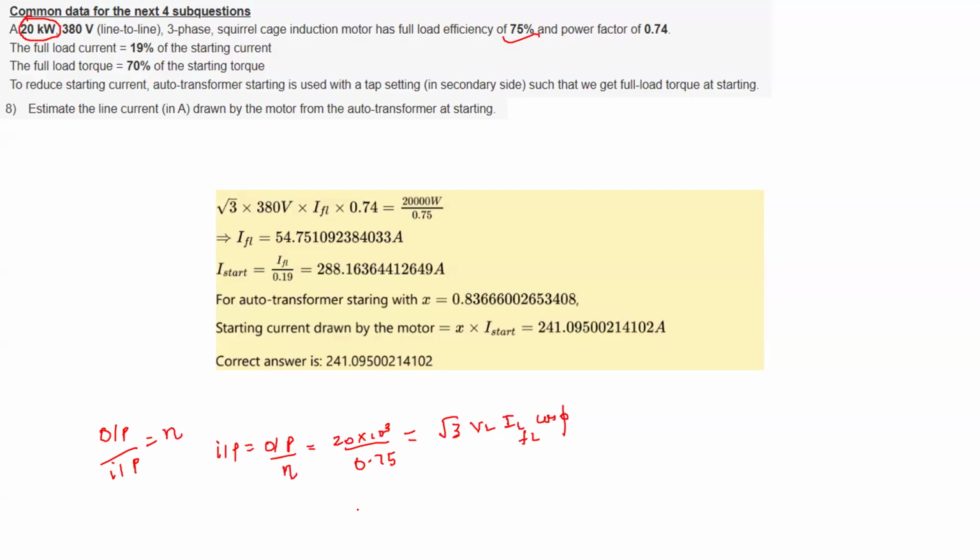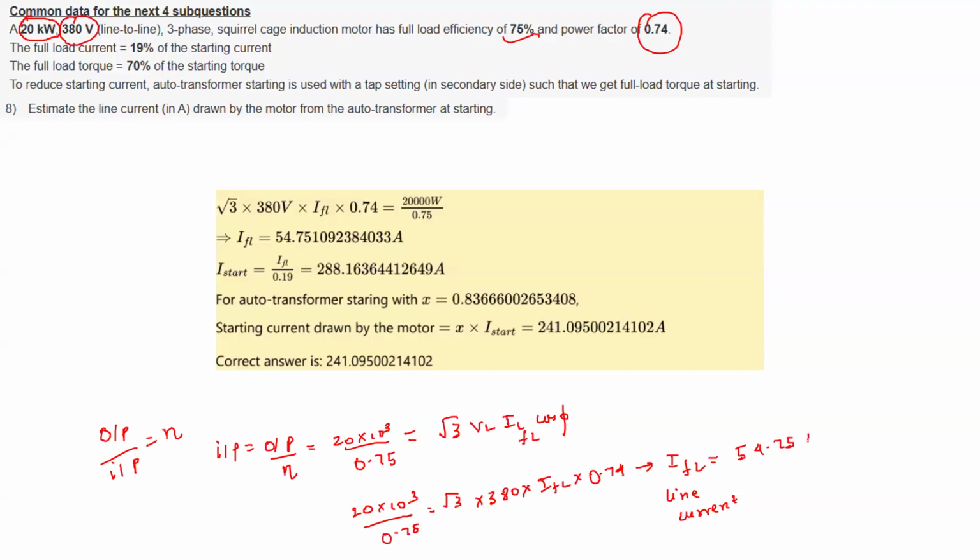Now we will replace the things which we know. The line to line voltage is 380 volt. So root 3 into 380 into I full load, and cos phi is given as 0.74. So this will give you the I full load line current, which is 54.75 ampere.